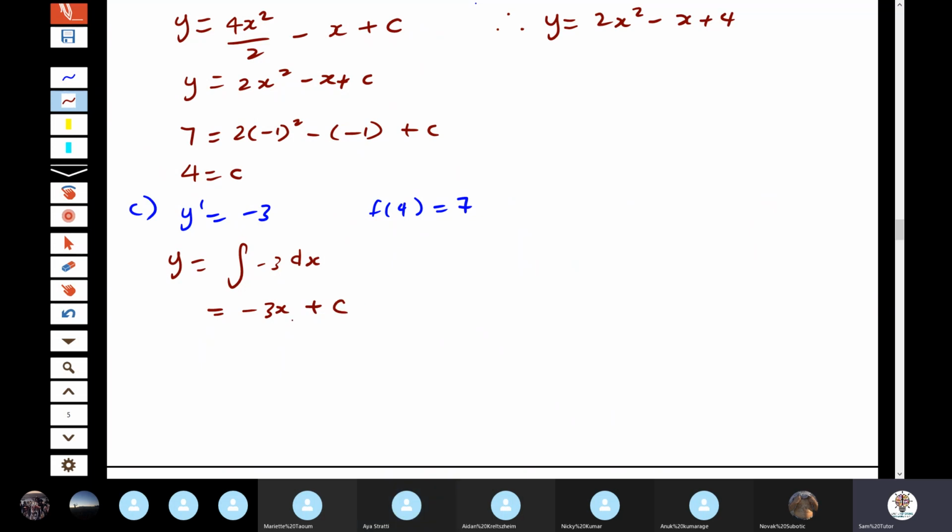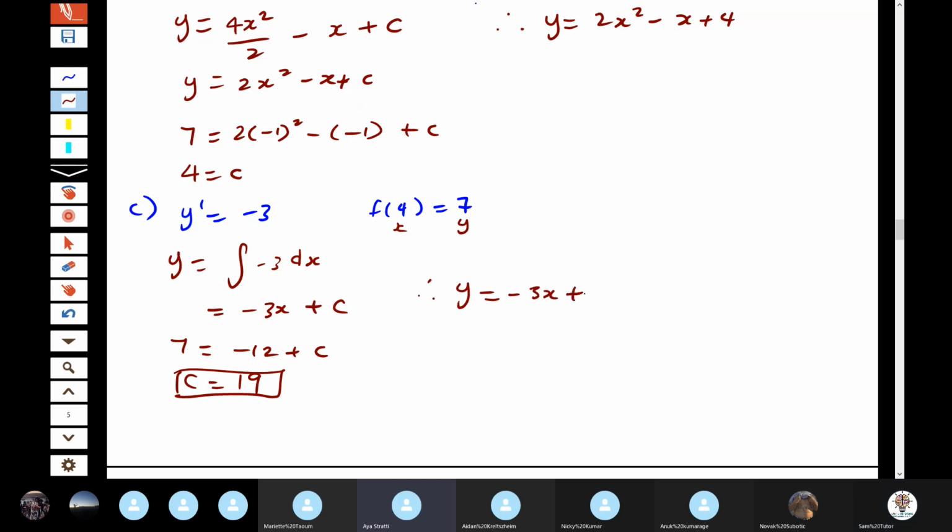If you don't say plus c, you're not going to get into the habit of it. You got to keep saying plus c. Good. X is 4. Y is 7. So therefore 7 equals -12 plus c. C is equal to 19. Therefore y equals -3x plus 19. Very easy.